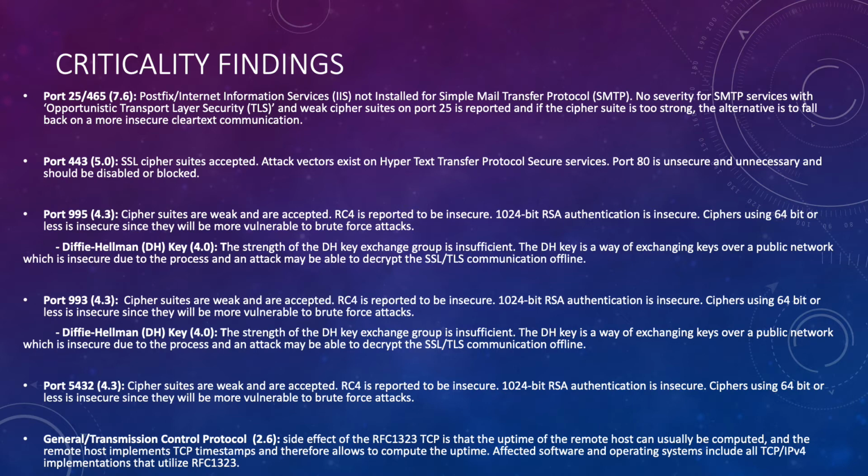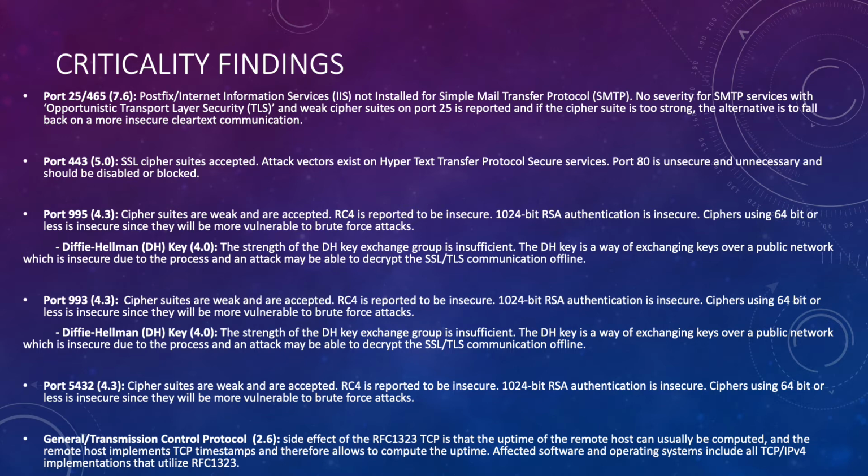And even if it was installed, port 25 would need to be blocked or disabled, and port 465 for SMTPS would need to be enabled. Next, we have port 443 or HTTPS, and Greenbone gave us a score of 5.0. And the problem here was that the weak SSL cipher suites were accepted, and attack vectors exist on HTTPS services. And in addition, port 80 is enabled, which is unsecure and unnecessary, and that should be disabled or blocked.